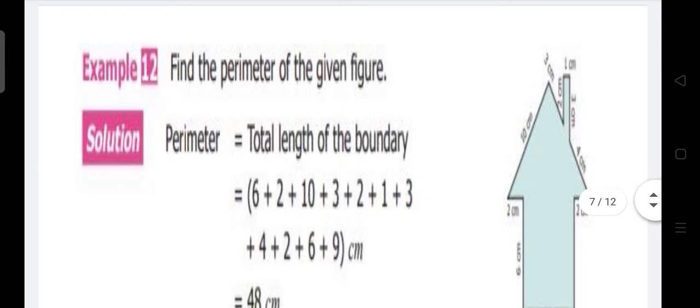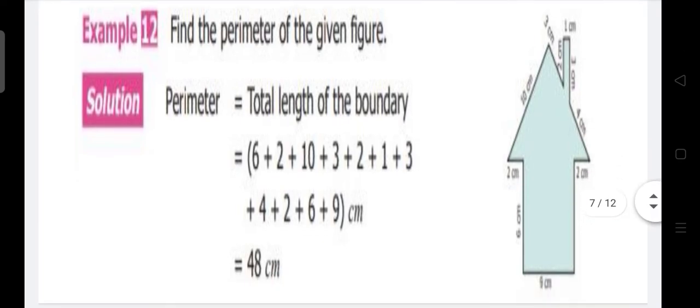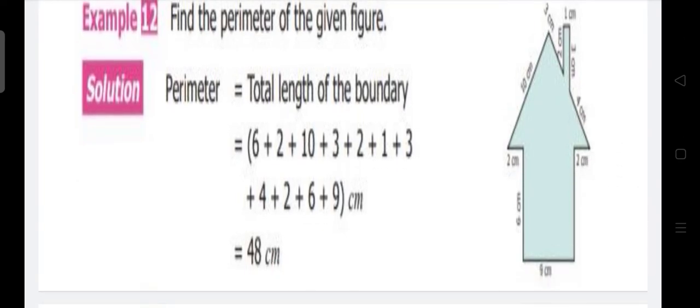See for an example here, perimeter. Find the perimeter of the given figure. The base one is the square, the upper one is the triangle, and another one is the rectangle here. So we are going to find the perimeter. Perimeter means total length of the boundary. Add all the outer sides, you will get the perimeter. That is 6 plus 2 plus 10 plus 3 plus 2 plus 1 plus 3 plus 4 plus 2 plus 9. Totally you will get 48 centimeter as the perimeter.